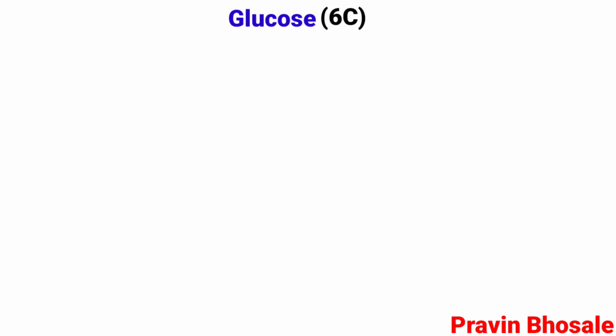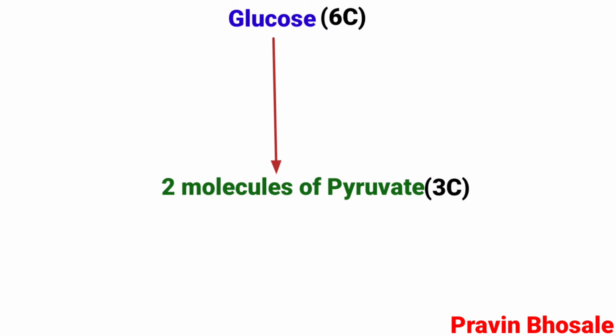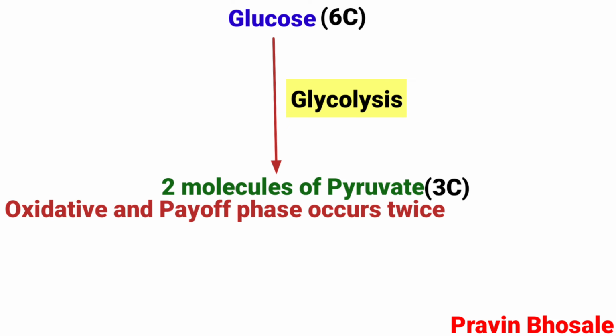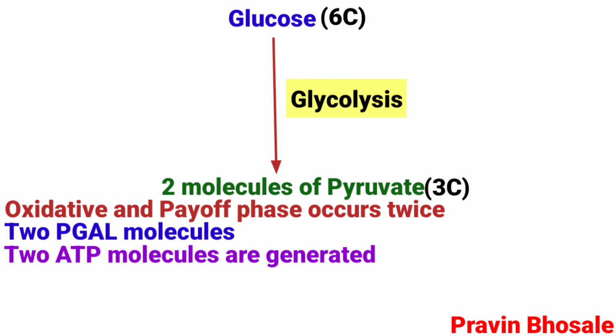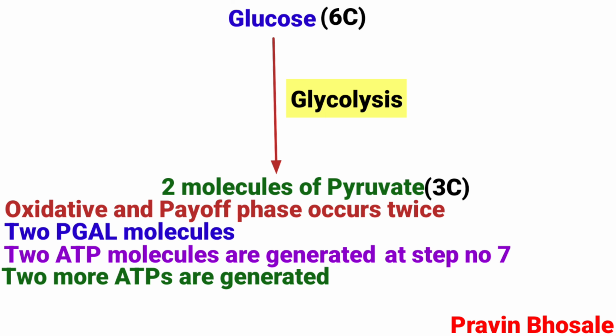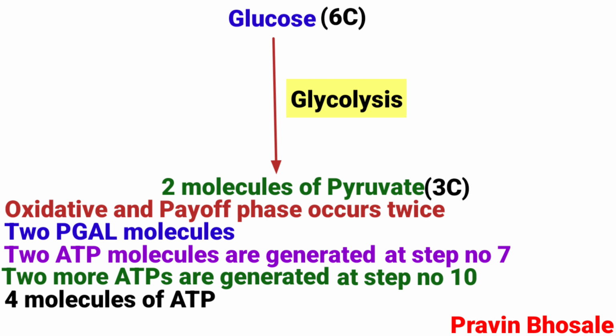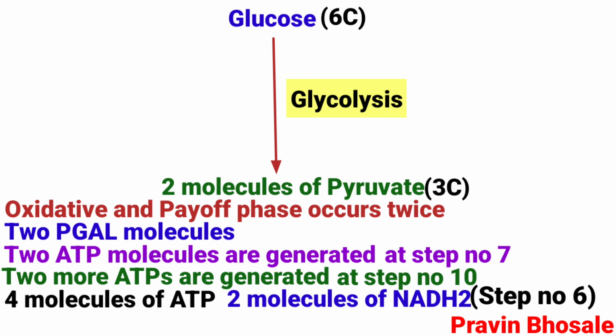One glucose molecule is converted into 2 molecules of pyruvate at the end of glycolysis. As the oxidative and payoff phase occurs twice, there are 2 PGAL molecules. Therefore, 2 ATP molecules are generated at step number 7 and 2 more ATP molecules at step number 10. In all, it produces 4 molecules of ATP. 2 molecules of NADH2 are produced at step number 6.